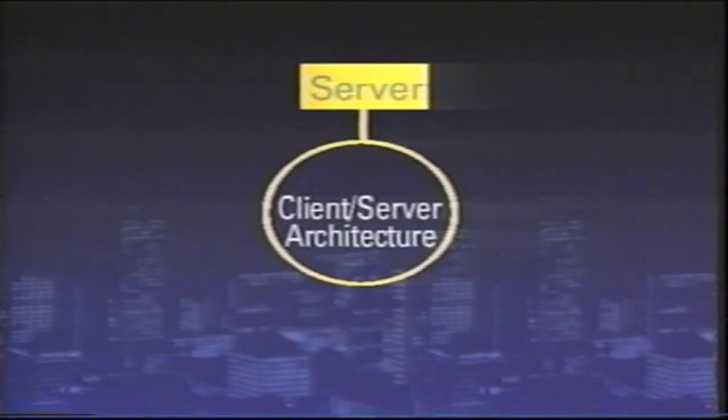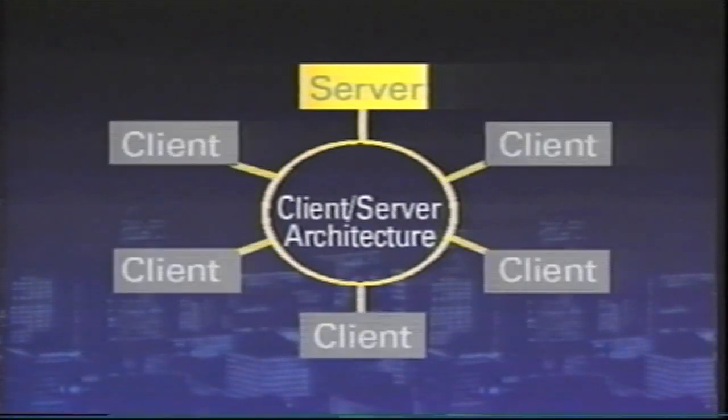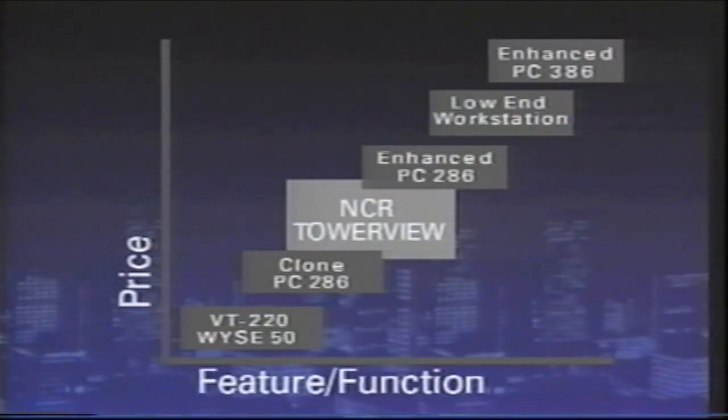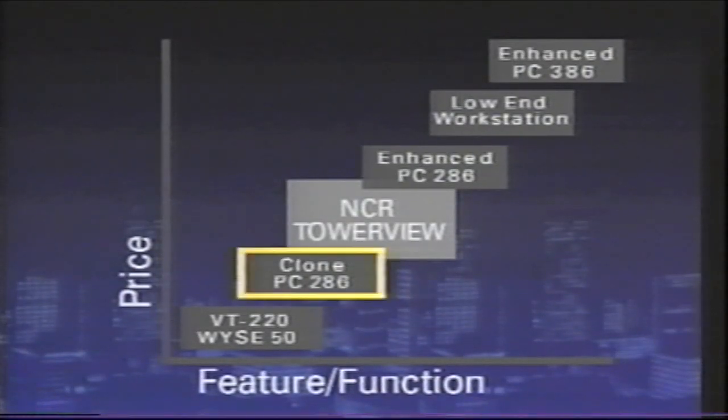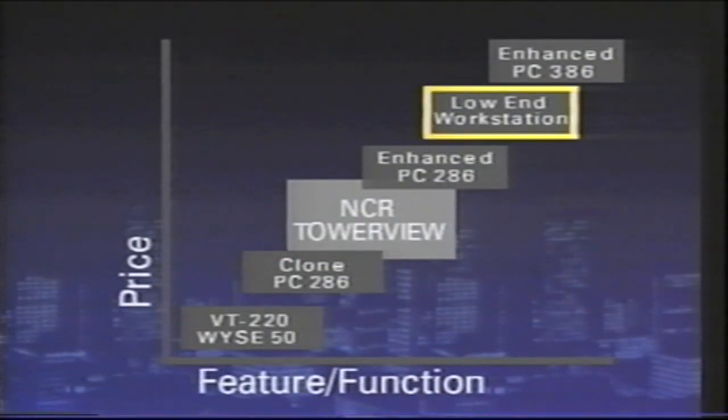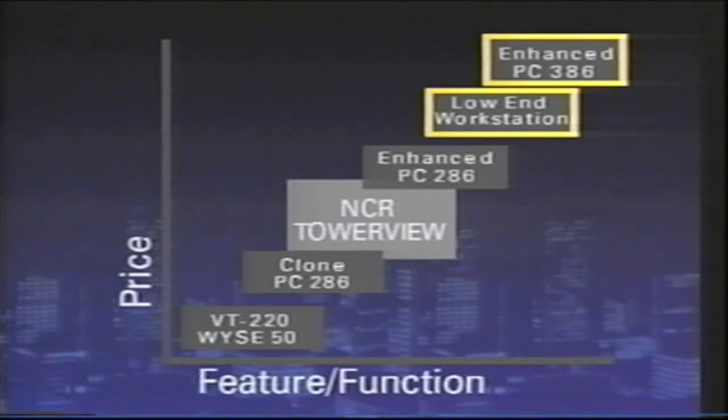Networking introduced a more productive solution based on the client-server relationship. The server is a host computer that passes information back and forth among the various client systems. Increases in user productivity also introduce price-performance trade-offs. As your needs call for more complex applications, you look beyond low-cost PCs to the low-end workstations and enhanced PC 386 systems, costing anywhere from $7,500 to more than $20,000 per terminal.